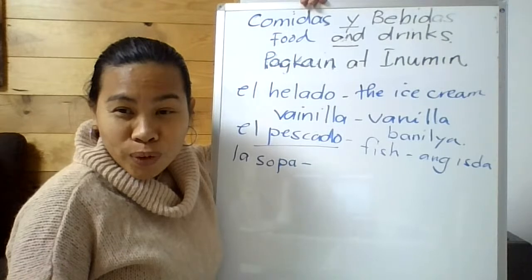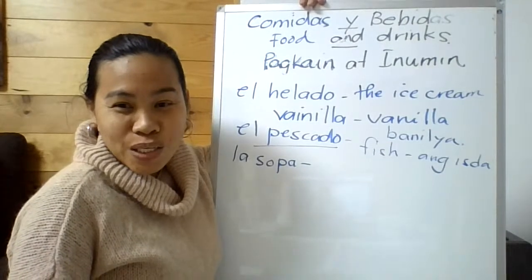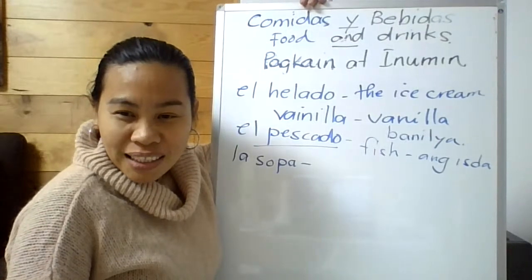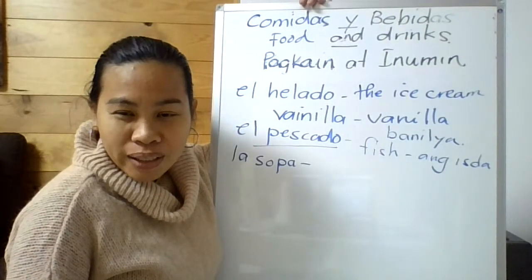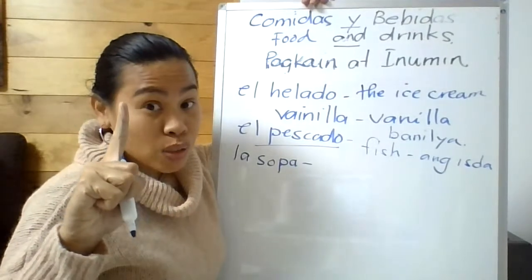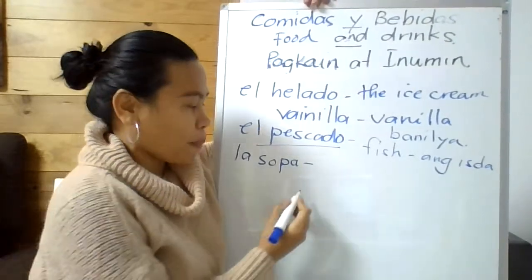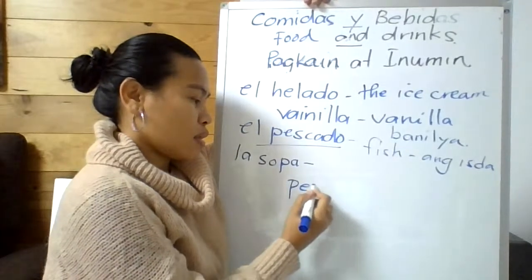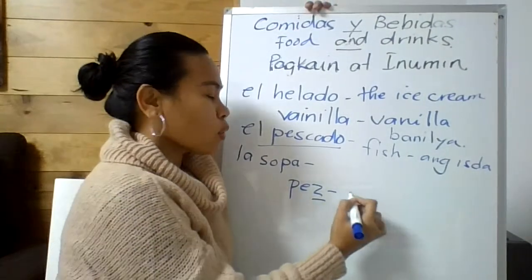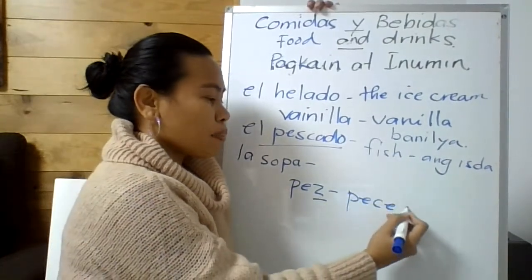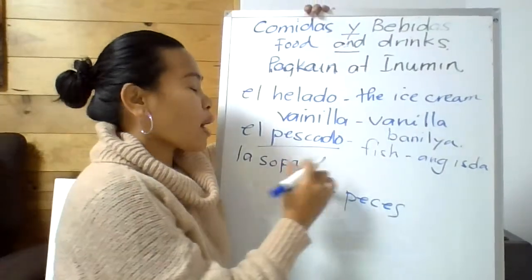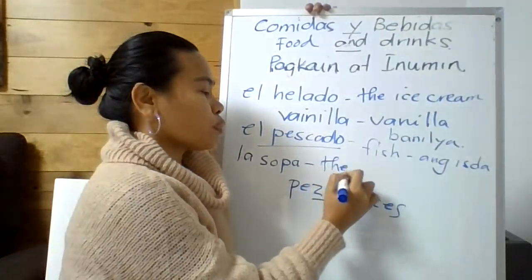Nood ako, Ma'am Dora. Natuto na ako eh. Soup. Wow, muy bien, Gina. But if it is alive, you call it peces. Yes, pez is singular. Luego, si es plural, cambia la Z con la C, peces. Mira los peces. Okay, sopa is soup, the soup.